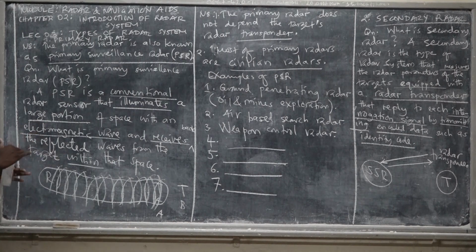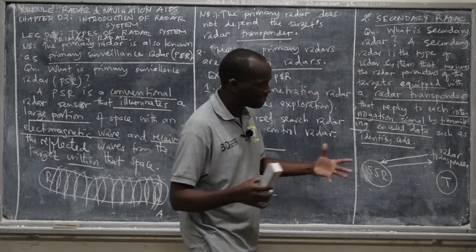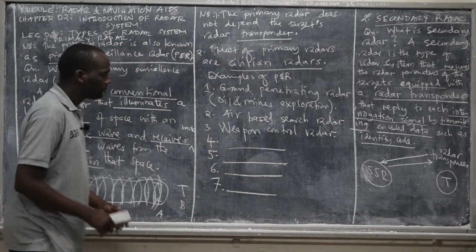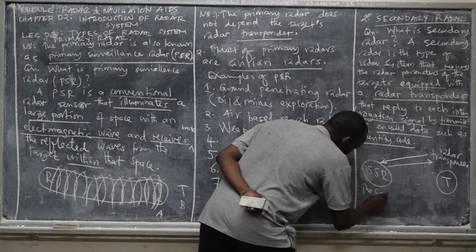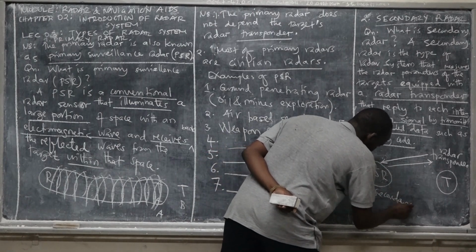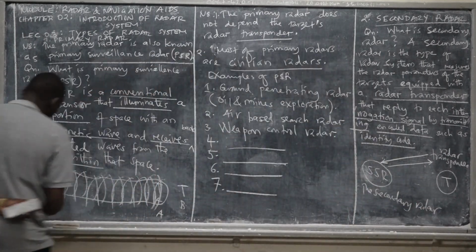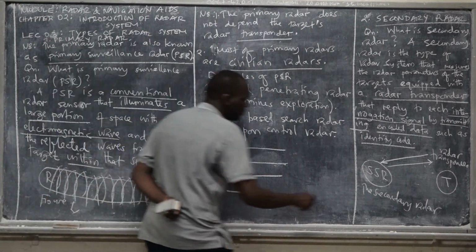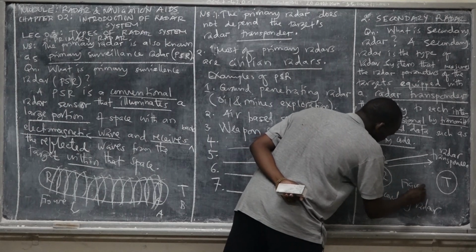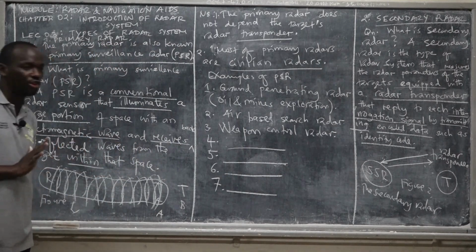Because one of the main purposes of this secondary radar is actually for identifying different targets that are passing in a particular place. Are we together? This is figure 1 and this is figure 2, because engineering is all about diagrams. These are simple diagrams just to explain the concept.